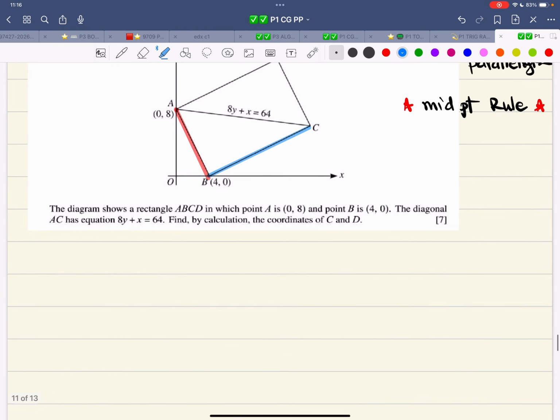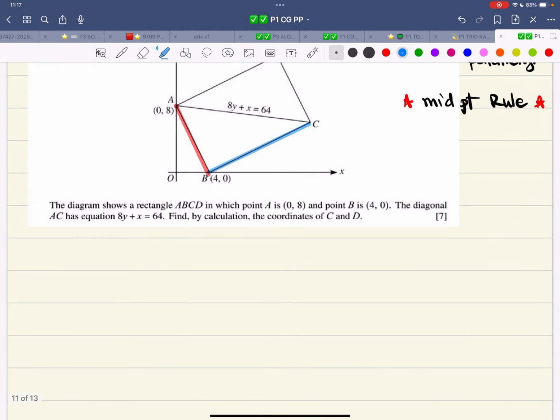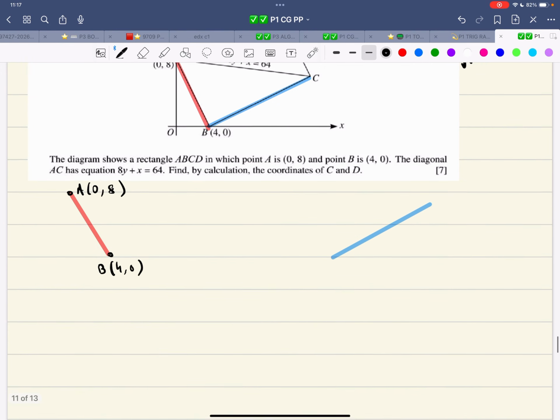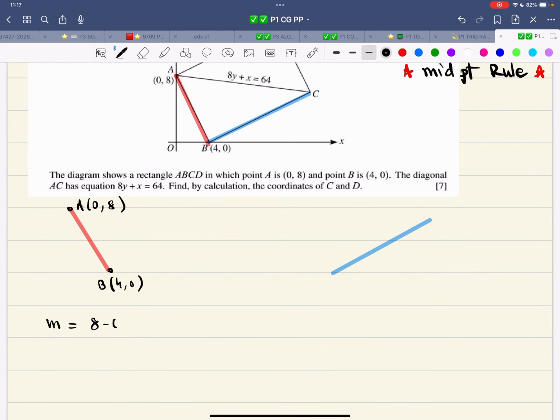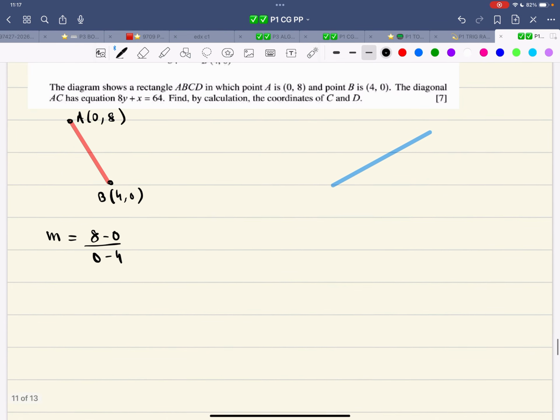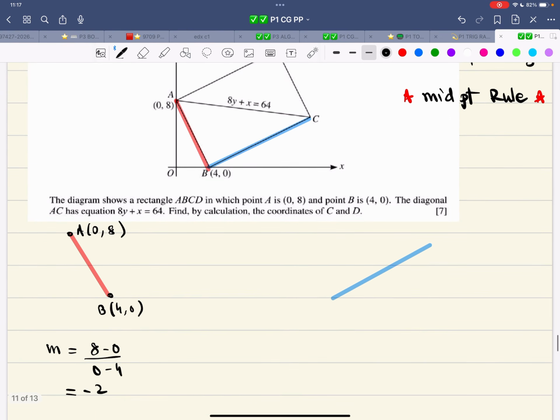Got the idea? Now first of all, if I talk about this is one point and that is the other one. So now a little diagram makes life easier. This is A, 0, 8. And let me just erase it. Hold for a second. This one looks better. This is B, 4, 0. Gradient of AB, that is 8 minus 0 over 0 minus 4, 8 over negative 4, that is negative 2. And a 90-degree angle is there, that is a rectangle.